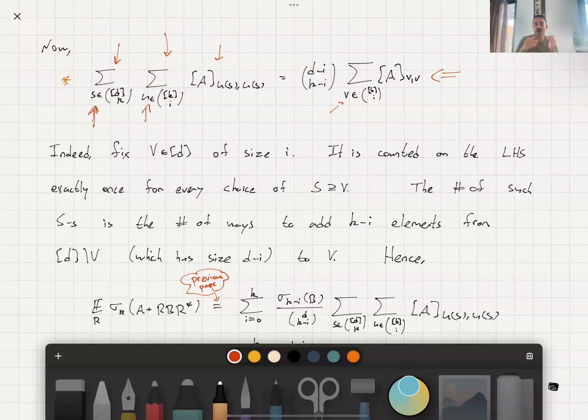And then you can ask how many sets S of 1 up to d of size k contain V? Well, V is of size i, so you need to complement V to this set S and ask how many ways you have to do that. You just have to take a union with k minus i other elements out of the d minus i elements that are not already in V. And that's the reason for this.